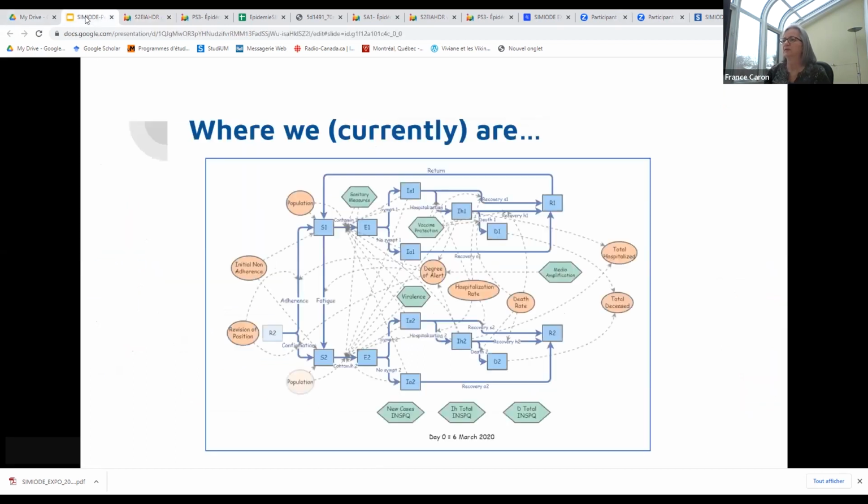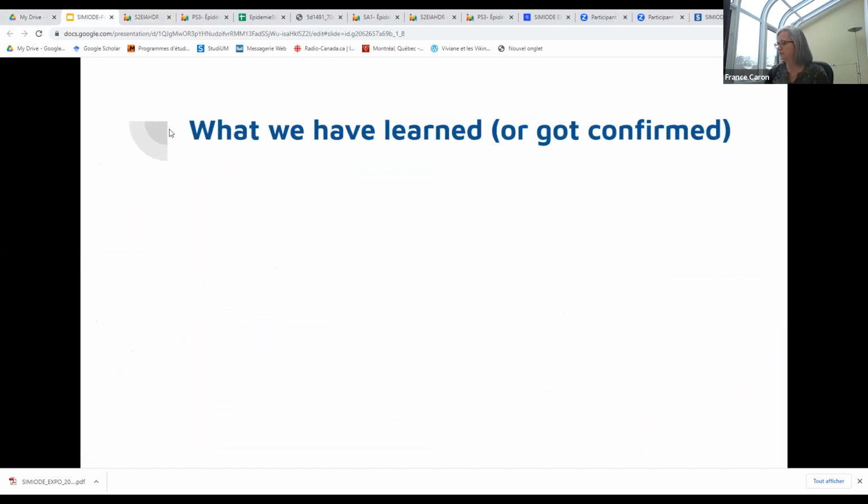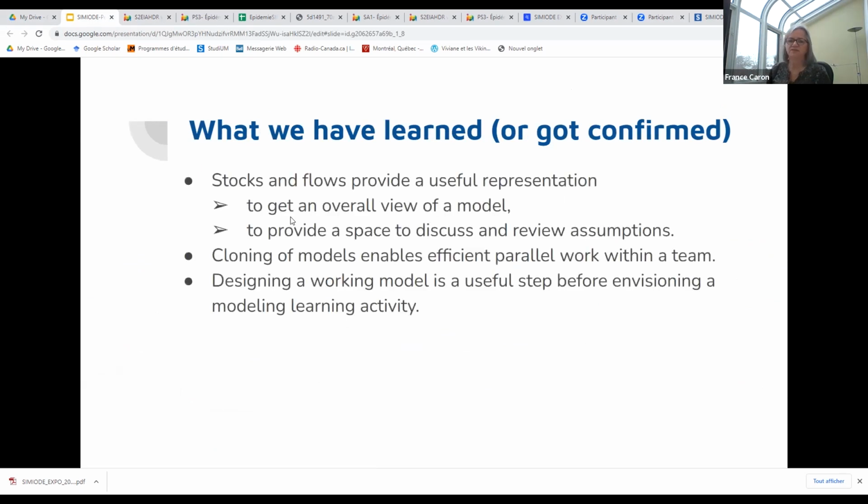So that's a very quick review of what we did. What we have learned from the exercise, or got confirmed, is that stocks and flows provide a useful representation to get an overall view of a model if we contrast it to the nice and fancy set of equations that Geneviève showed at the beginning. And our colleagues from the math department were pleasantly surprised with how easy it was to communicate ideas there and to discuss and review assumptions together.